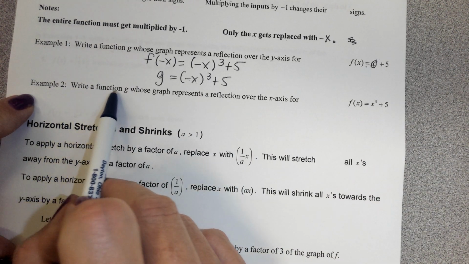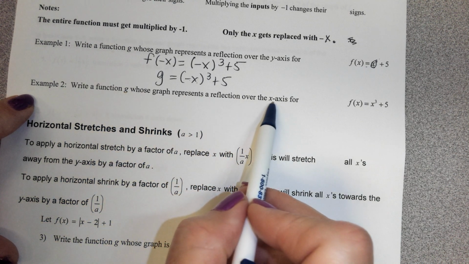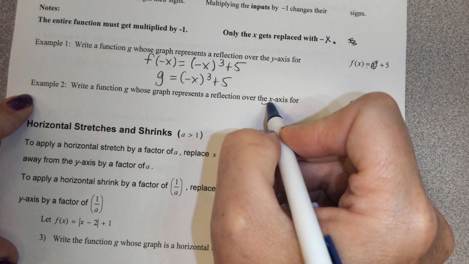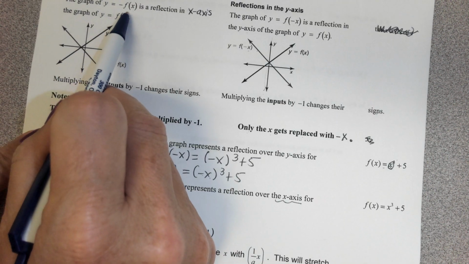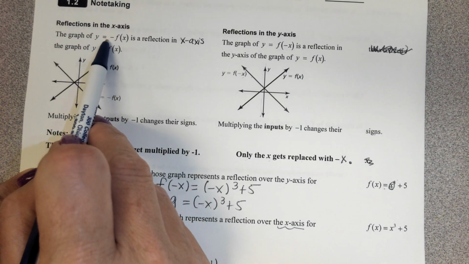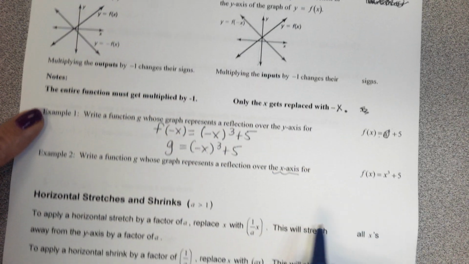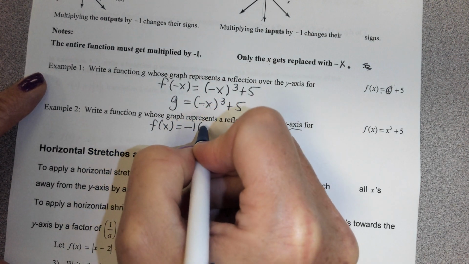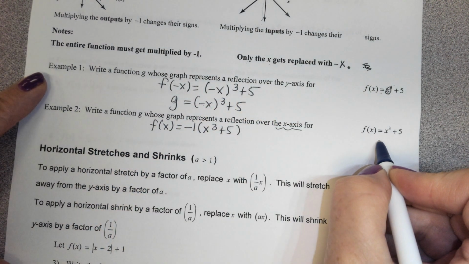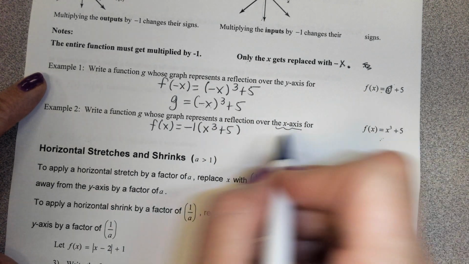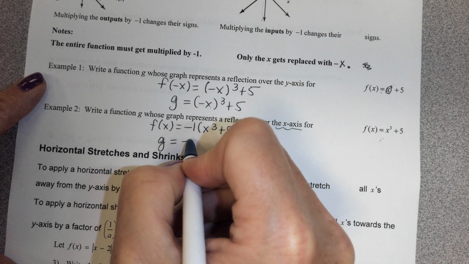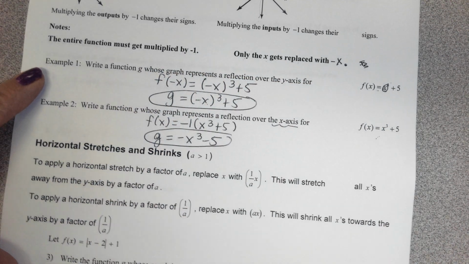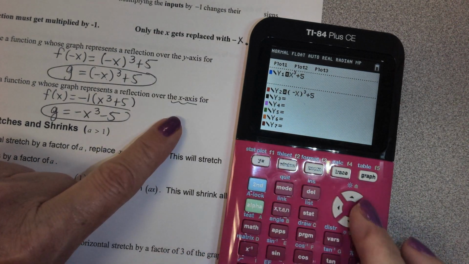Example 2. Write a function g whose graph represents a reflection over the x-axis for f of x equals x cubed plus 5. So now we want to reflect over the x-axis. Here's the x-axis. To do that, we have to multiply the entire equation by negative 1. So here's my original, and I am going to have to multiply it by negative 1. This all has to get multiplied by negative 1, the whole thing. So my new g function is negative x cubed minus 5. That should be a reflection in the x-axis rather.